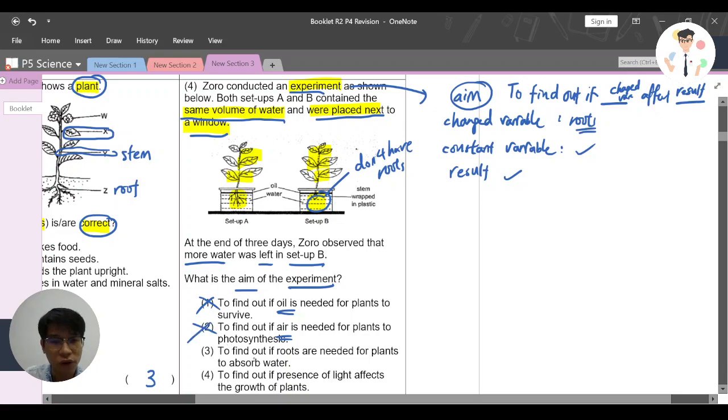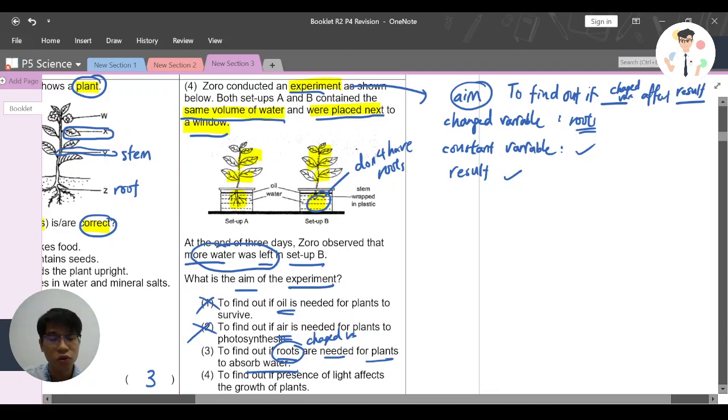Number 3, to find out if roots are needed for plants to absorb water. Roots, they're mentioning about roots, for plants to absorb water. And again, roots is our change variable, and the water that is left is basically our result. So option 3 seems like it's true.